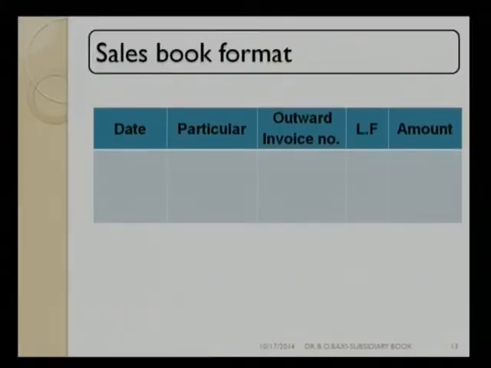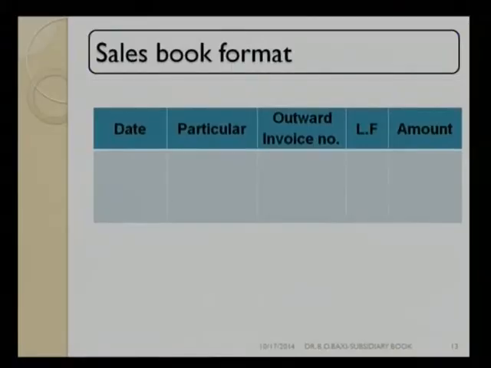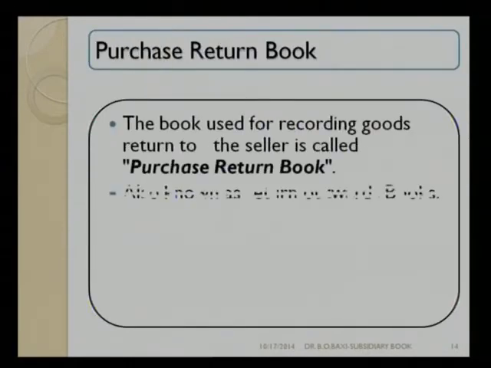Sales book format: name, date. Somebody may also use the particular or name of the supplier, or name of the customer. Then outward invoice number, that means the bill number which we have prepared. That is to be mentioned very clearly. We are supposed to mention our bill number because we are issuing the bill, and that is given in the copy of the bill book. Next one is ledger folio, and the last one is amount. Now let us go for a detail aspect later on, but purchase return.